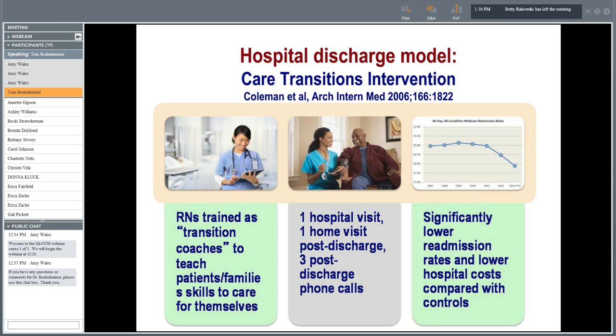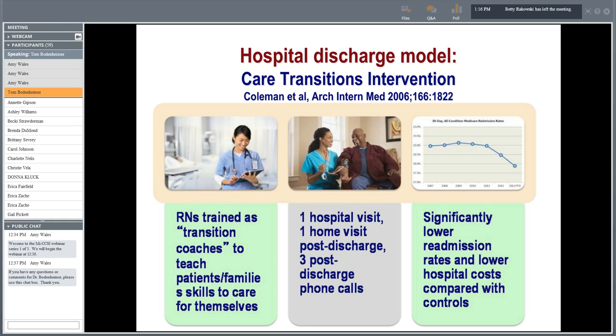And the reason that it works is that they do health coaching. So rather than say, this is what you need to do for your congestive heart failure, when they do their home visit, they really teach the patient and the family the yellow and the red flags. So if you start having more trouble breathing, if your ankles swell up, if you begin to gain some weight, these are the different things you can do to avoid further readmission hospitalization. And they had significantly lower readmission rates and lower hospital costs compared to control.